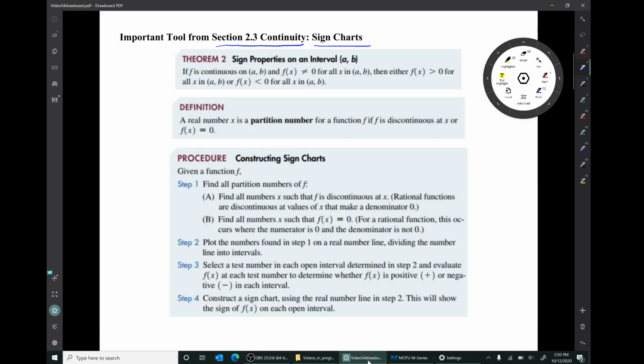Now that's the idea behind the definition of what's called a partition number. Remember that a partition number for a function is a real number x such that either f is discontinuous at x or f of x is equal to 0. So the idea is that the partition numbers for a function, f of x, are the only places where the function can change sign. And in section 2.3, we built sign charts to help us organize our analysis of a function to determine the sign behavior of the function, where the function is positive or negative or 0.